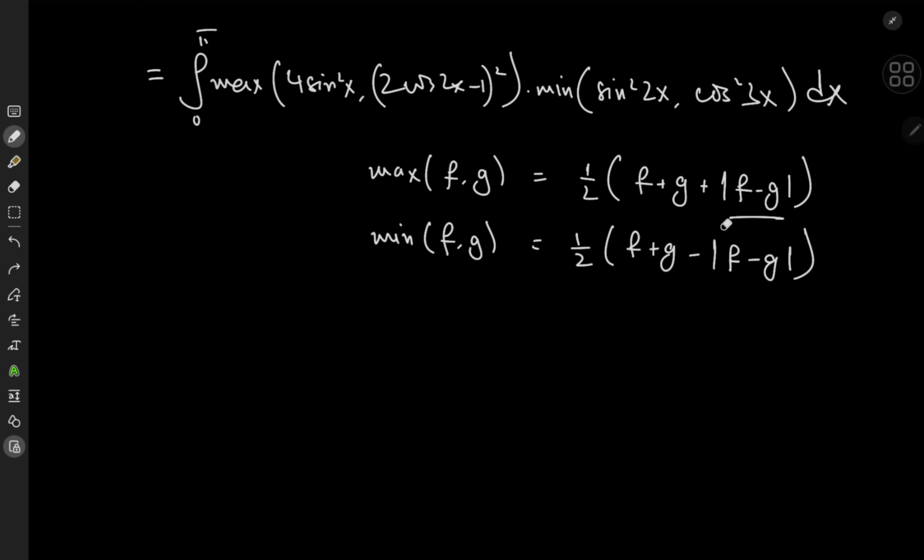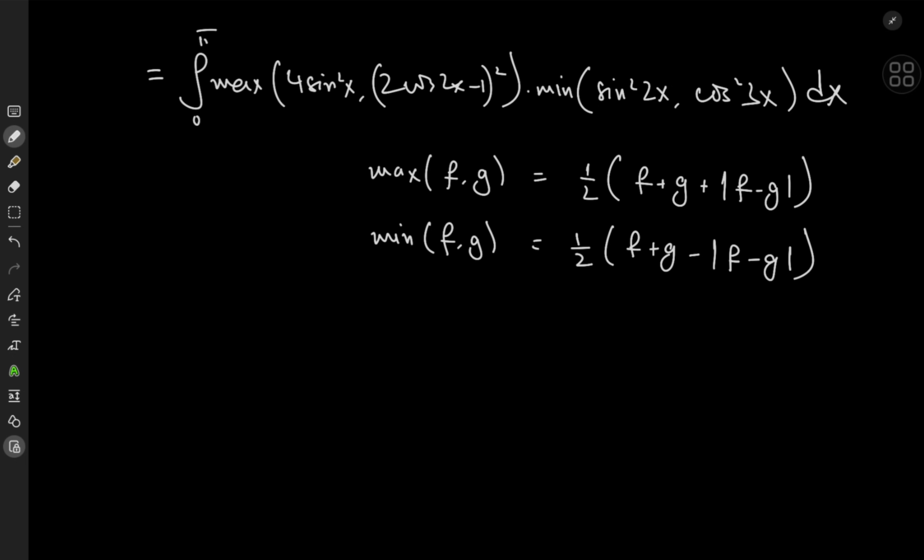Now, if f minus g is positive, we get f minus g, but if f minus g is negative, we get negative of f minus g, which actually comes in clutch over here. But to compare the differences of the trig functions involved, it would be useful to get rid of the double angles and triple angles involved.